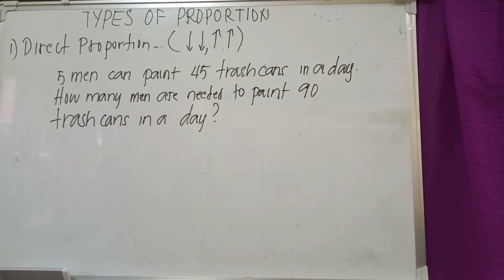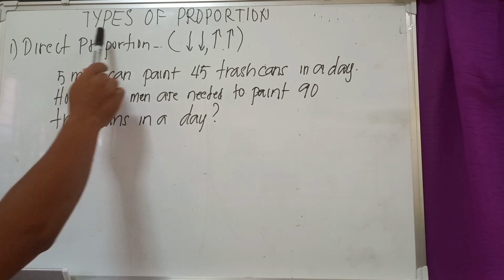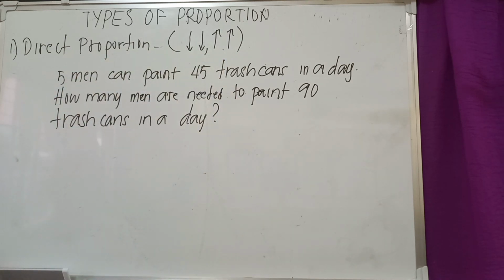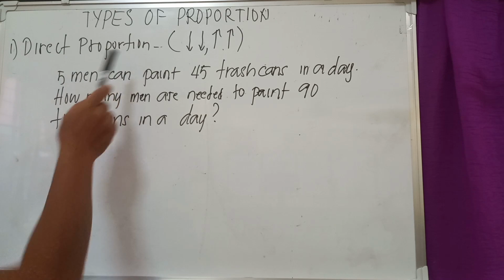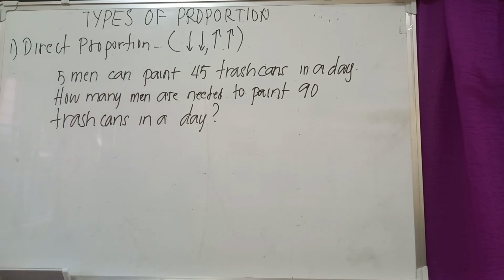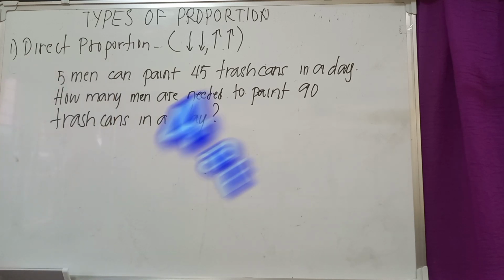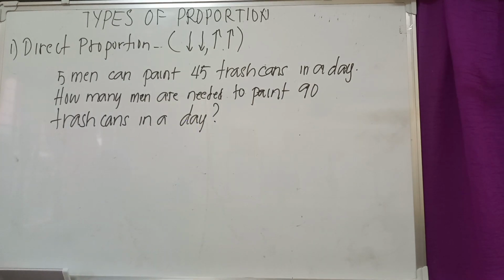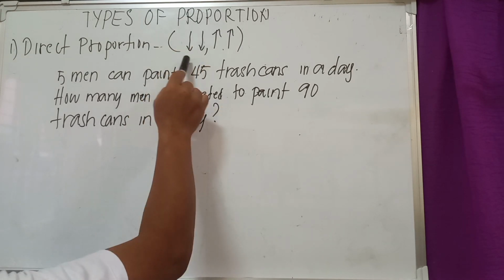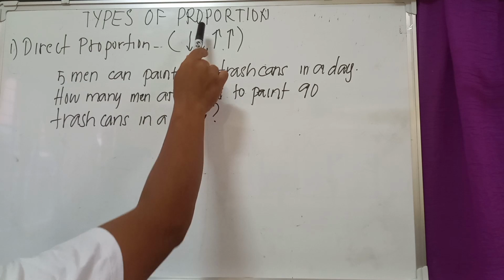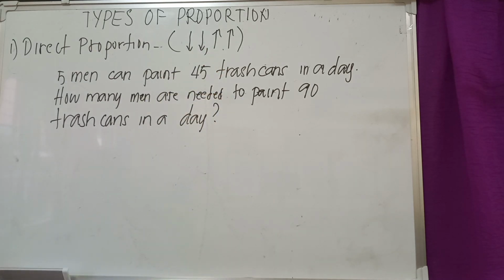In this video, you will learn the different types of proportion. But today, we are only focusing on the two types of proportion, the direct proportion and the indirect or inverse proportion. Let us first discuss the direct proportion. As you can see, we have two arrows here. These two arrows suggest that in a direct proportion, if one quantity decreases, the other quantity decreases. Or if one quantity increases, the other quantity also increases.